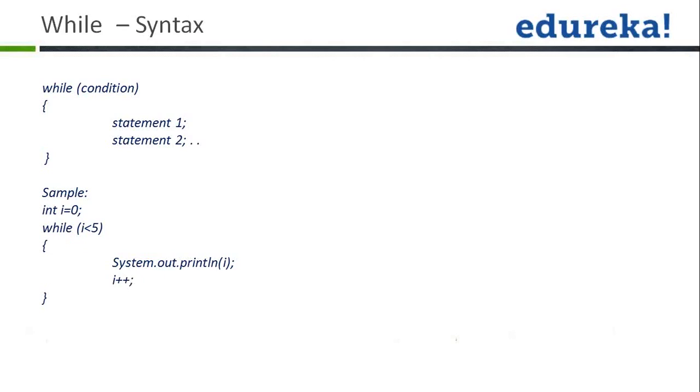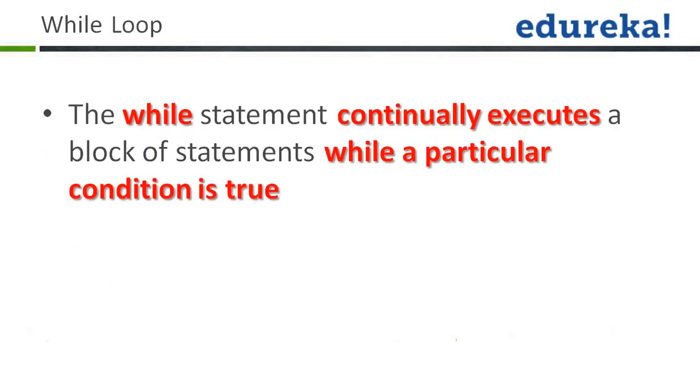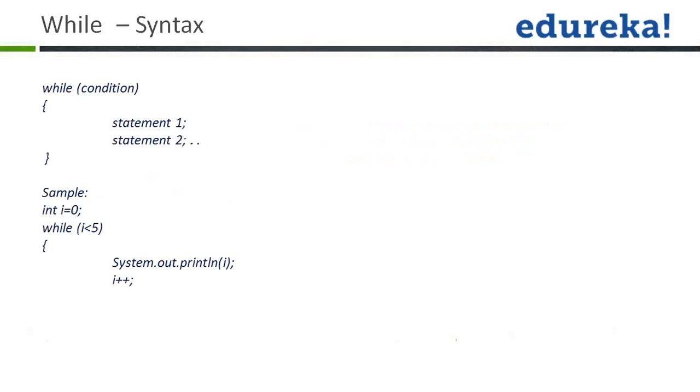Can you show the definition again? Alia says. The definition is: the while statement continually executes a block of statements while a particular condition is true. Okay? Is that clear to you, Alia, now? Every one of you. Moving on, I hope this sample is also clear to you. Okay, I get yeses now.